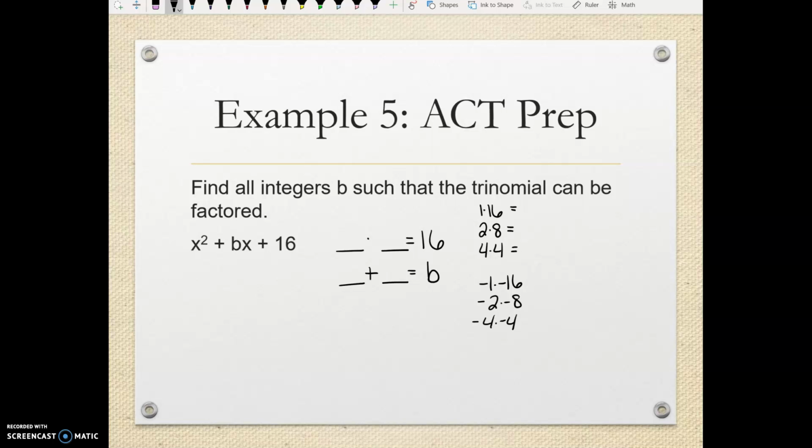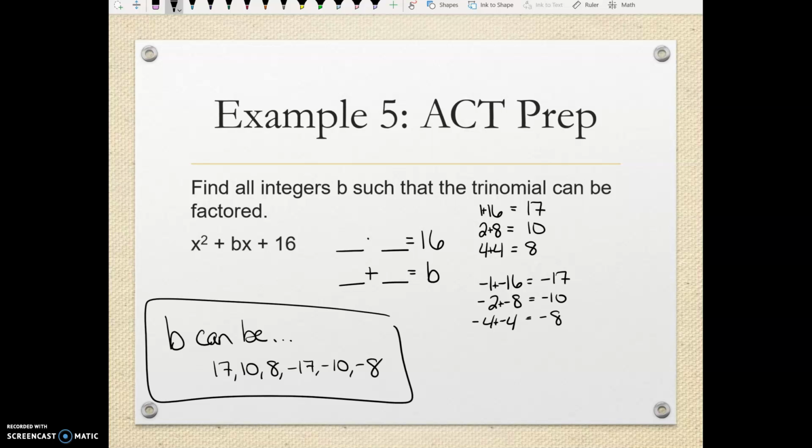Add all of those together, turn these all into adding, and see what you get. So I changed all those multiplications to additions, and these are the b values that we could end up getting.